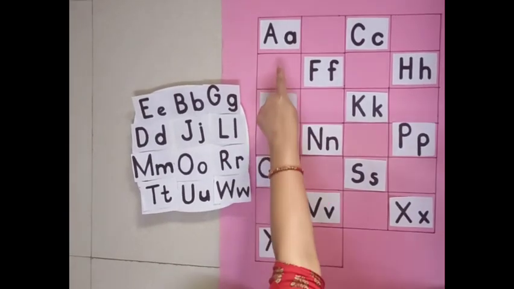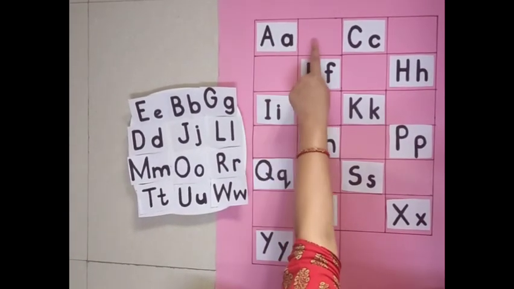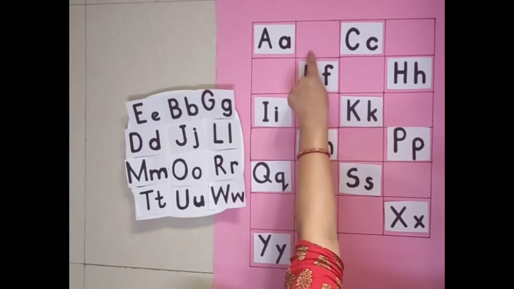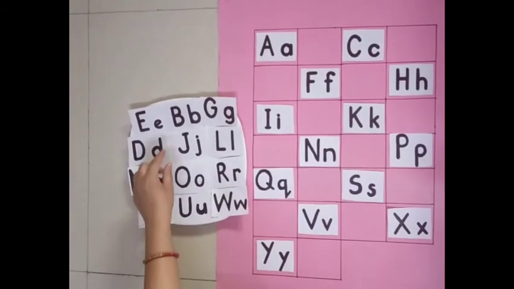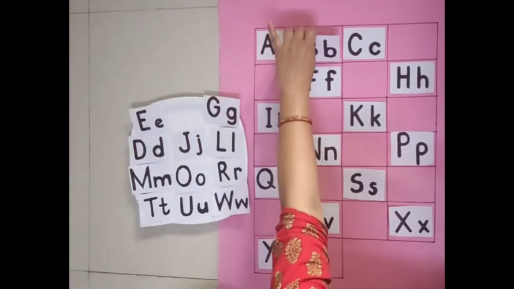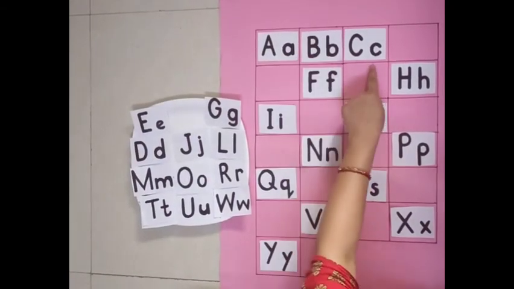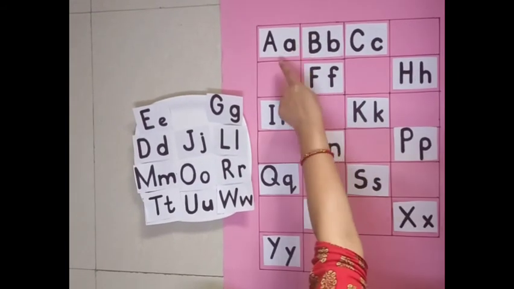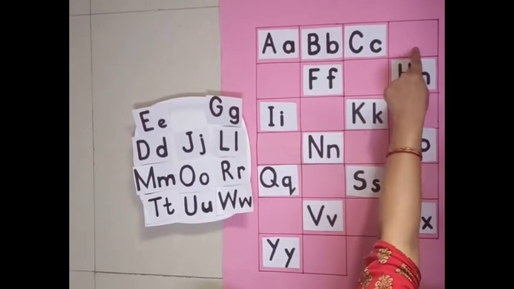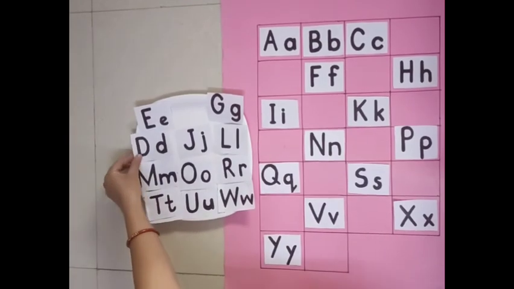First of all, this is alphabet A. And after alphabet A, which alphabet is missing here? Yes, alphabet B. So let's find where is alphabet B. Yes, so we will give alphabet B here. Now this is alphabet C. After alphabet C, which alphabet is missing here? A, B, C, D. So we will give alphabet D here.